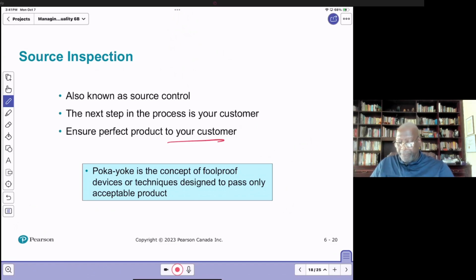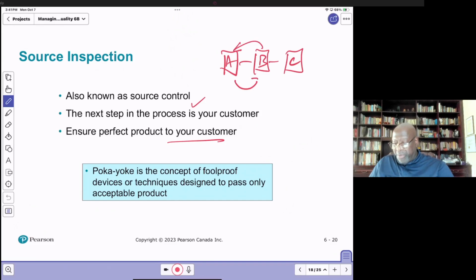All right? So the idea when we say the next step in the process is your customer is that if you have a process that you're mapping, A, B, C, then B is a customer to A. So make sure that good product is delivered to B. Then C is a customer to B. Make sure that B delivers good product to C. So if we use that approach or that attitude, then that certainly can help with improving product quality.